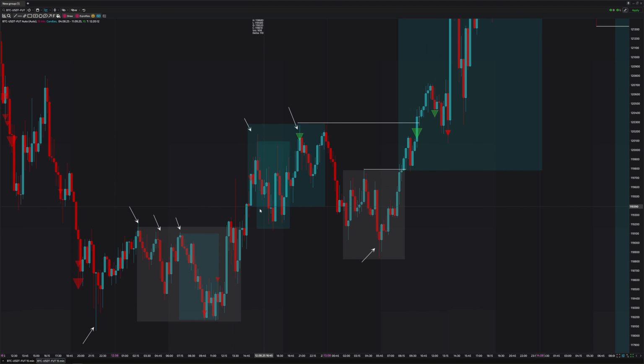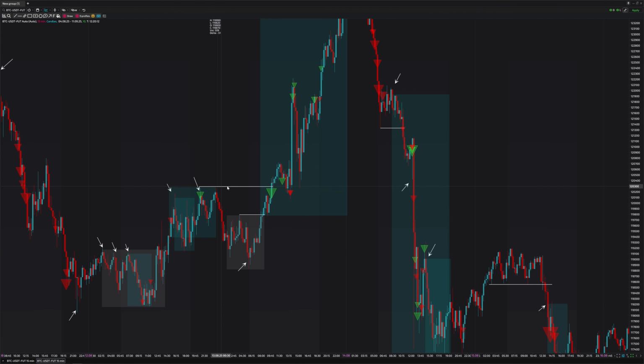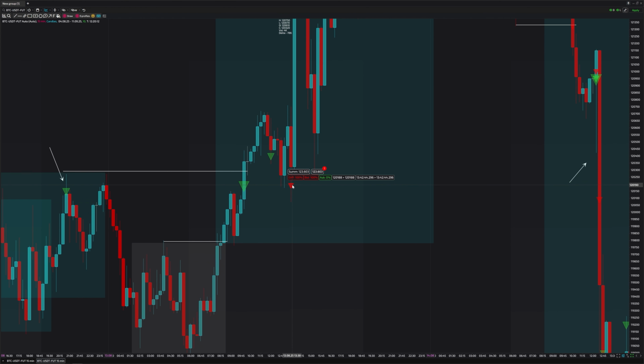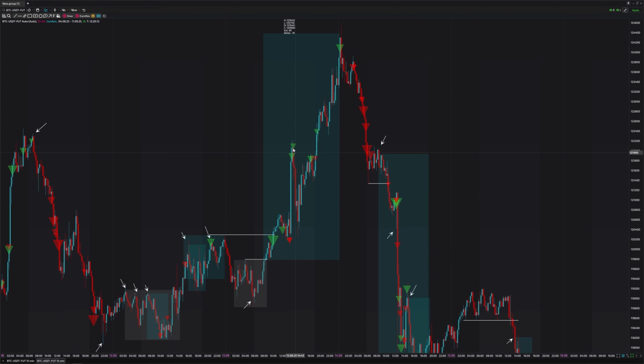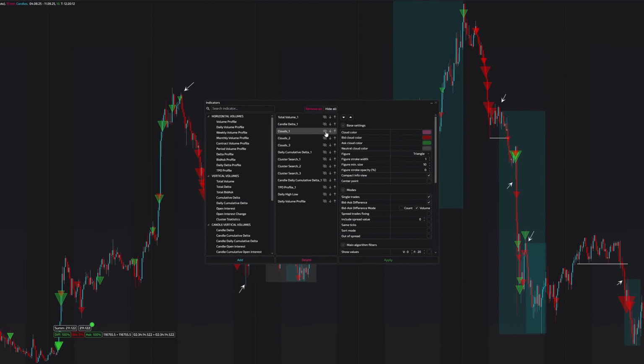Another example, price breaks local highs with big volume, a climax, followed by a reversal down. Or price tries to break lower. Heavy selling volume hits the market, but price reacts upward, showing absorption. Finally, we push higher again, and at the peaks, we see increased volume, another sign of exhaustion.